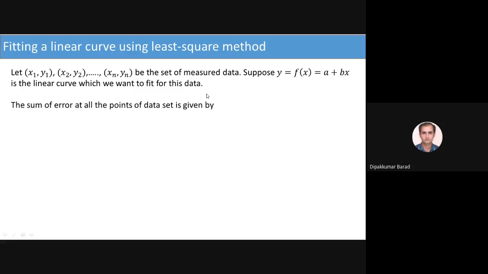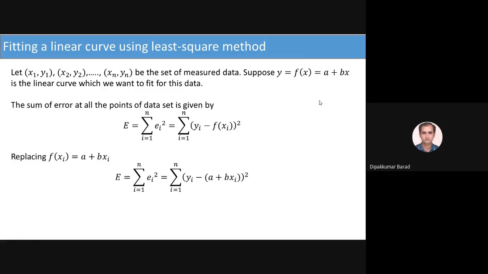And the sum of error at all points of the data is given by summation i from 1 to n ei square, which is nothing but summation of yi minus f of xi whole square, i from 1 to n. Now we can replace this f of xi with a plus b xi, and here we want to find a and b. a and b are our parameters here. So it is yi minus (a plus b xi) whole square.